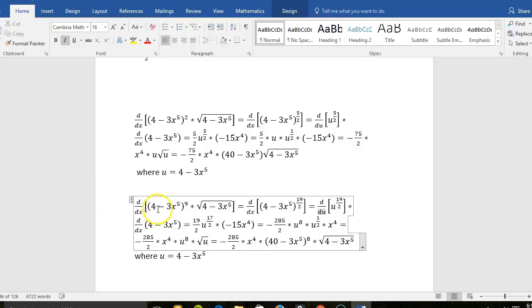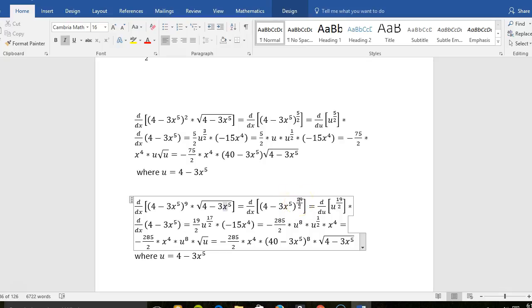d by dx of (4 minus 3x to the fifth) to the ninth times the square root of the same term, 4 minus 3x to the fifth. Well, now what we do is, notice this is to the ninth power. We raise entity to the ninth power times entity to the half power. Now 9 plus 1 half is 9 and a half, but 9 and a half is 19 halves. So that's how I got this 19 halves here.